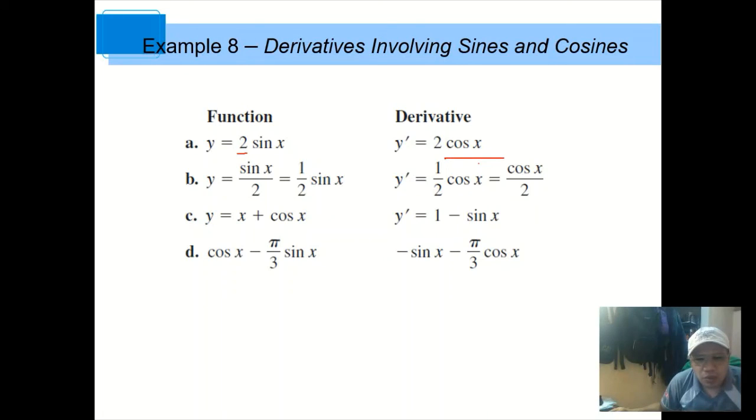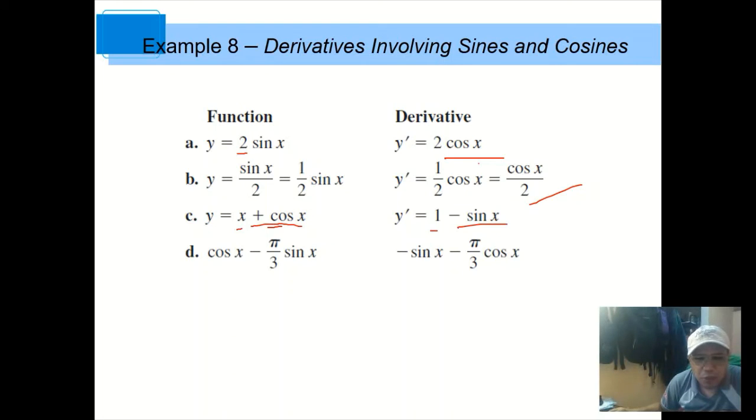Sine x over 2, which can also be written as 1/2 sine x. So, derivative ng sine x is still cosine x, kaya 1/2 cosine x, or cosine x over 2. Next, x plus cosine x. Remember that derivative ng cosine x is negative sine x. So, derivative of x is 1. Derivative of cosine x is negative sine x, kaya 1 minus sine x.